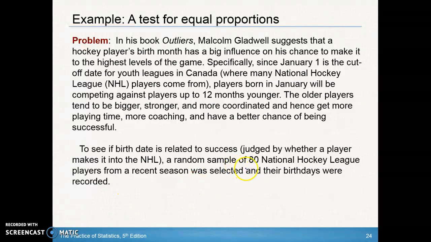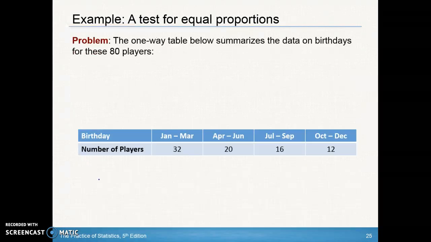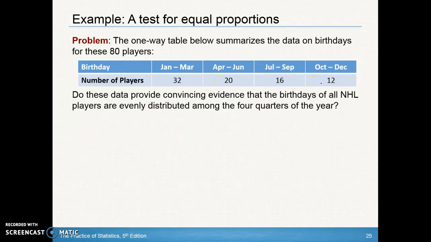So a random sample of 80 NHL players from a recent season were selected and their birthdays were recorded. Let's take a look at that information. So you'd always be given information about your observed counts. So the below table summarizes the data on birthdays for these 80 players. So the number of players from January to March is 32. Notice this is in counts. April to June is 20, July to September is 26, and October to December is 12.